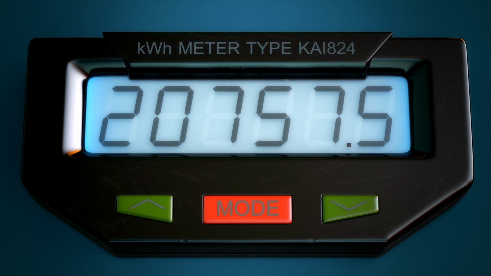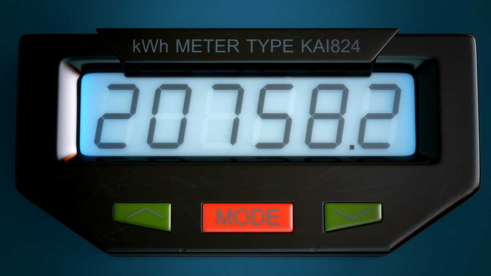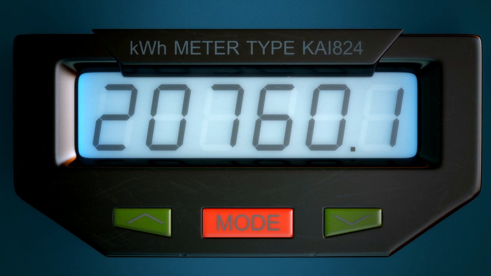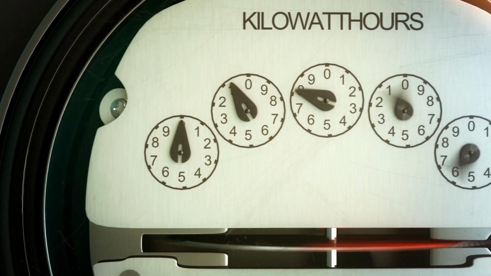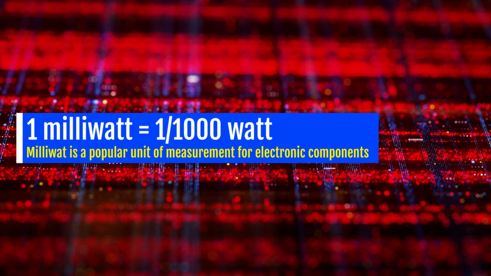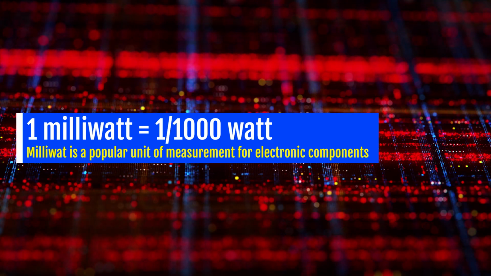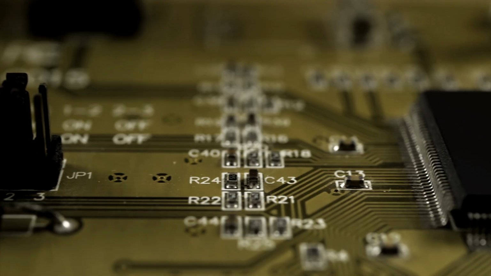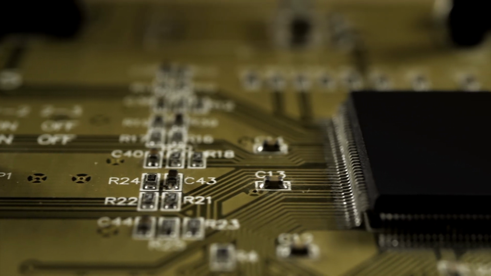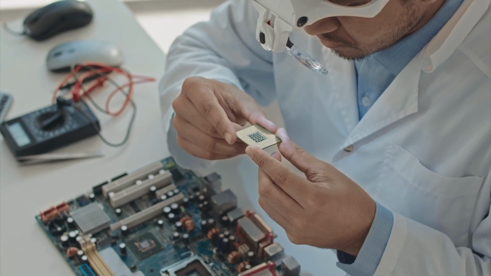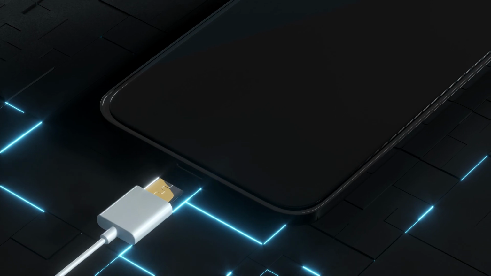Multiples of 1,000 are used to express watts. These multiples are certainly not new to you, but let's have a look at their meaning in terms of power. The milliwatt, or 1/1000 watt, is the most frequent unit of measurement. It is a popular unit of measurement for electronic components found in devices like computers or mobile devices. In these tiny lines, we can only detect the milliwatts of power.